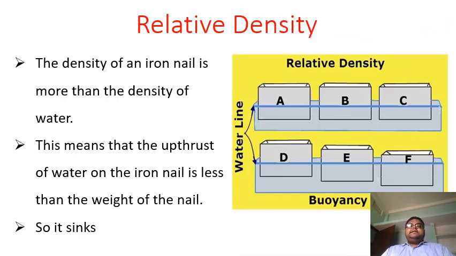We are comparing the density of cork to that of the water. Okay, students? So what is the relative density? The density of the iron nail is more than that of water. This means that the upthrust of water on the iron nail is less than the weight of the nail, so it sinks. To find out more, we will see a term called relative density.